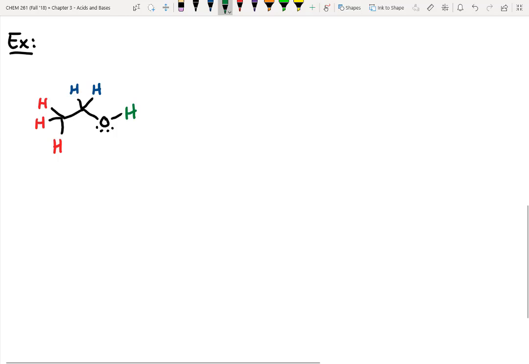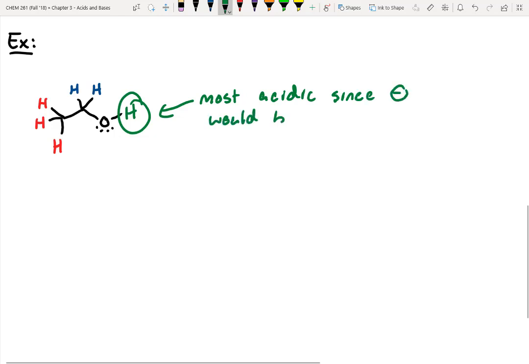That's called a homolytic cleavage. So one electron goes to each atom. That's different than plucking a proton off, where both electrons go to one atom. So they're different than one another. But in general, this sort of guideline works really well. Like we said, this one is most acidic, since the negative charge would be on the more electronegative atom.